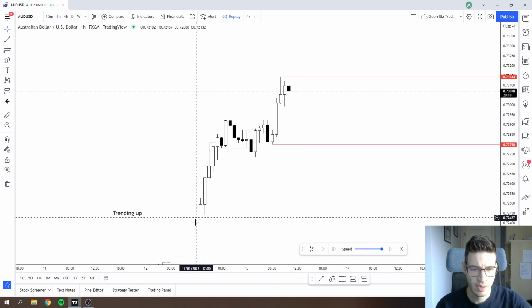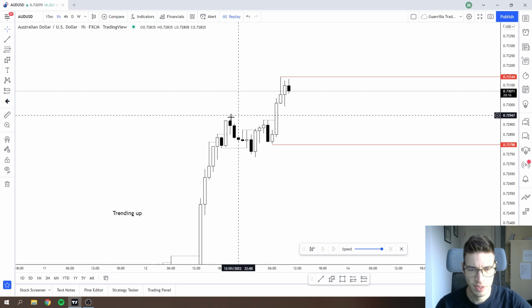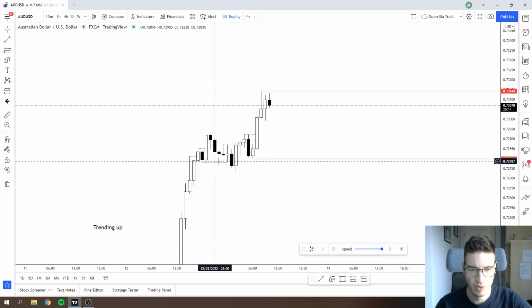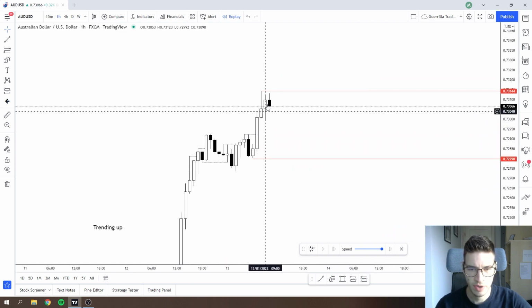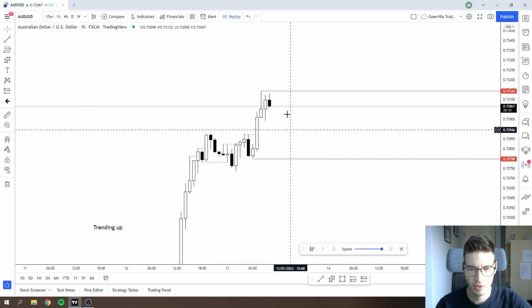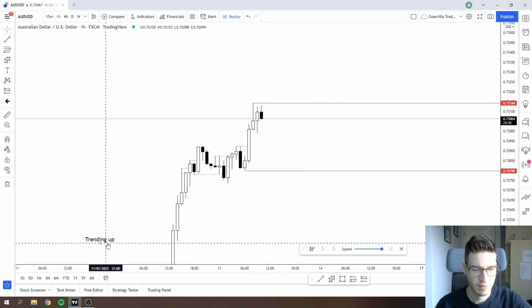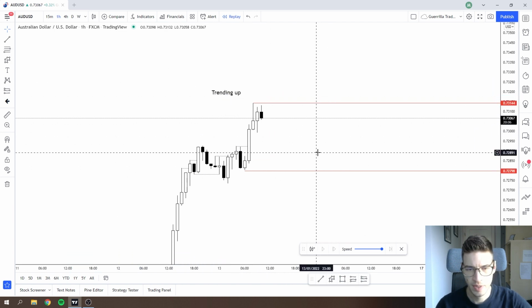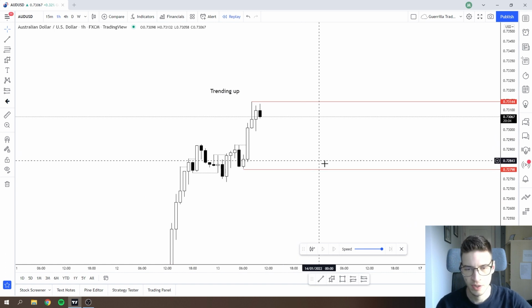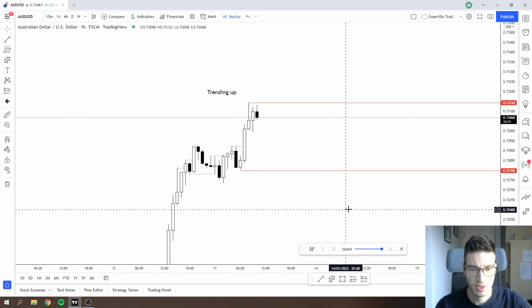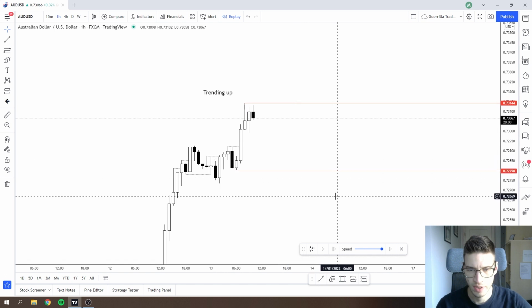So currently I was seeing this large impulse, I was seeing a trend, then right here we saw a small range, but then we saw a continuation of the momentum and a continuation of the trend. So I classified this pair as trending to the upside, and I'm definitely looking for a long trade. But we need to see what happens. It all depends on how the candles form.